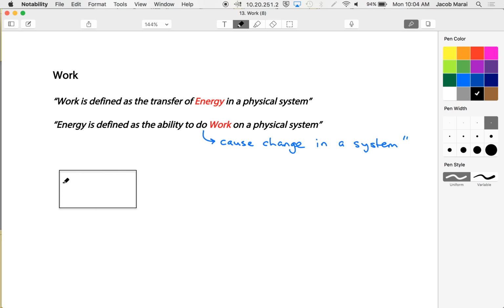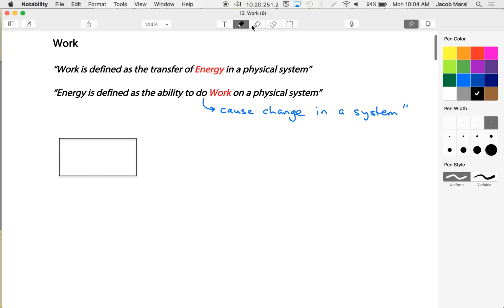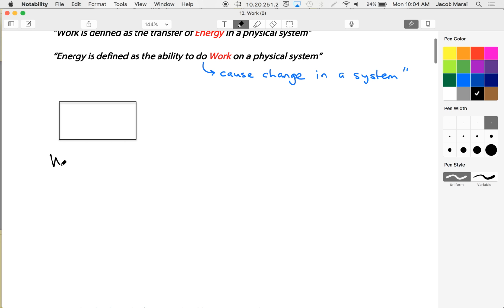We can say that work is the transfer of energy. In fact, hang on, wait, hold on. This box is not big enough. I'm going outside the box now. We're going to go work is the transfer of energy. Now that triangle means delta. It means the change in. And whenever you see delta, it means final minus initial.